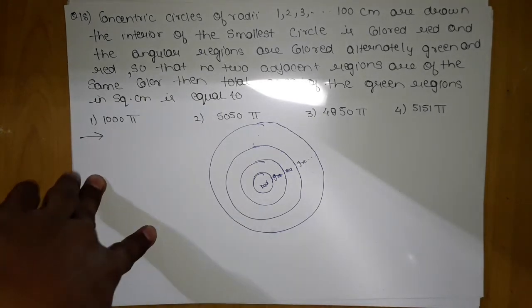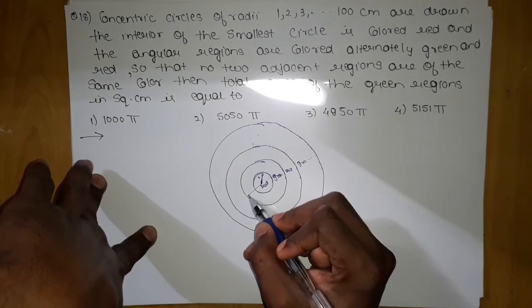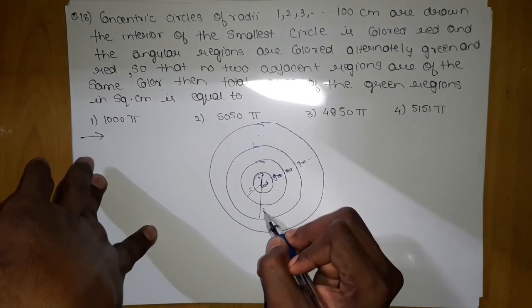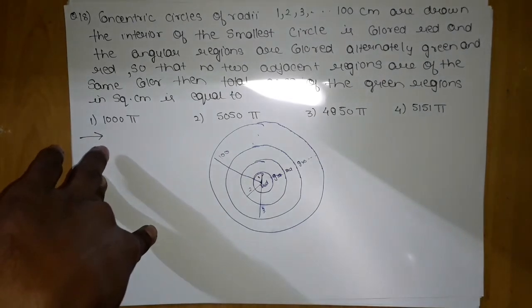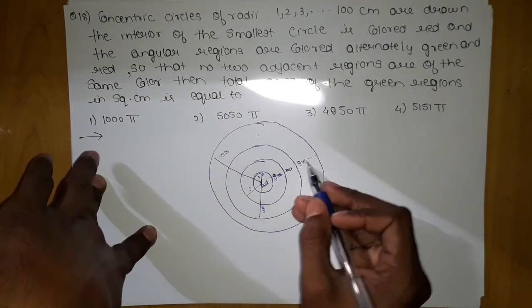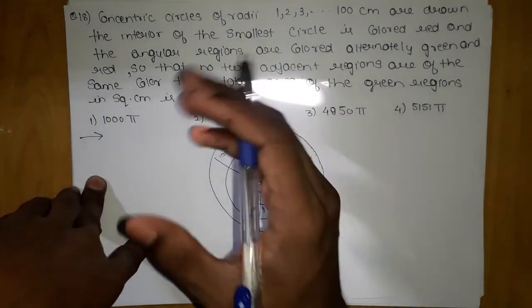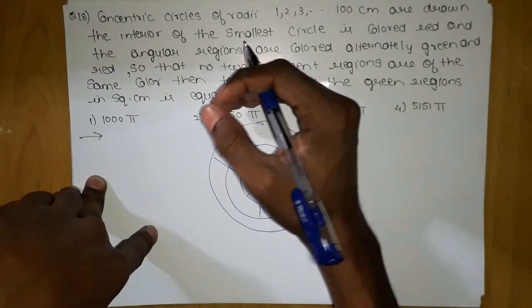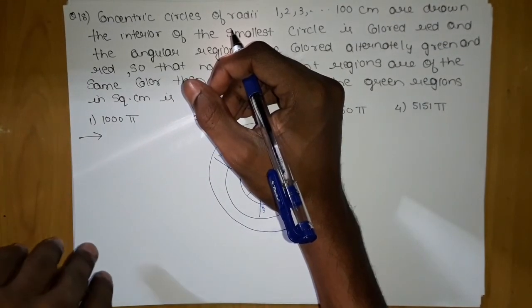Now here, this length is 1, this length is 2, this length is 3, and so on, this length is 100. Now one more thing, they are telling us to find the green area. This is a green region, this is a green region, and so on. There will be many green regions. They are telling us to find the total area of all the green regions. So we want to solve this problem. How can we solve this problem?